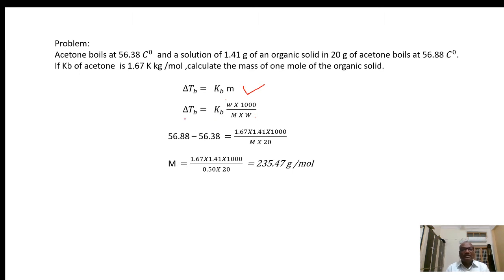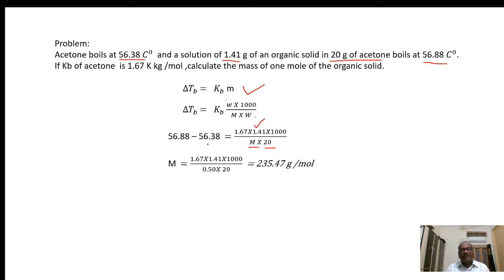So you substitute everything. What is delta Tb? Elevation of boiling point, again the difference between the boiling point of solution and the boiling point of solvent. So the solution boils at 56.88 degrees centigrade minus 56.38, which is the boiling point of pure acetone. Kb is given, 1.67, into 1.41 grams of solute dissolved. 1.41 we are substituting instead of small w, into 1000 divided by capital M. Capital M is the molar mass of the solute, which you have to find out. And 20 is the mass of the solvent, acetone. Here acetone, 20 grams.